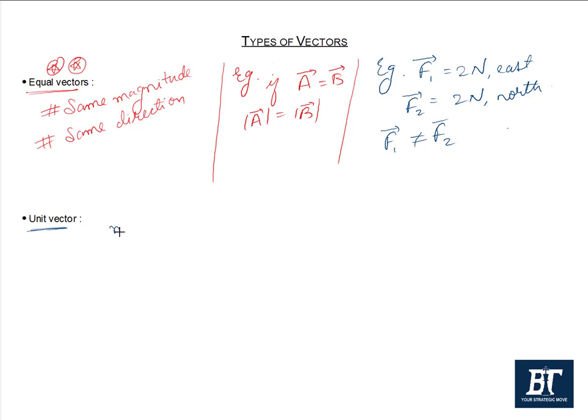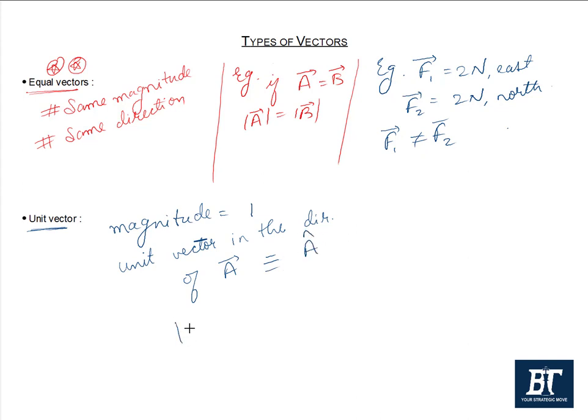As the name implies, if the magnitude of any vector is equal to unity or 1, then this vector will be called a unit vector. A unit vector in the direction of vector A is represented by A cap, and we know that mod of A cap, which is nothing but the magnitude of A cap, will be equal to unity.